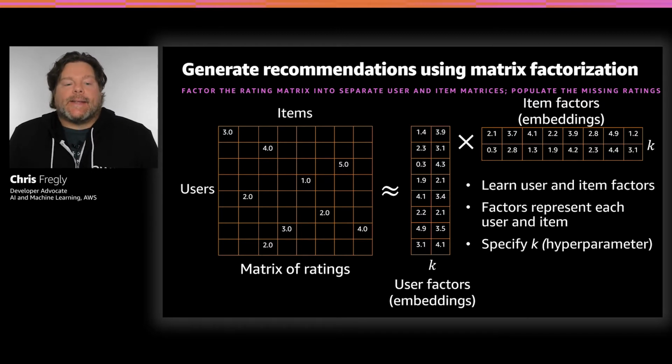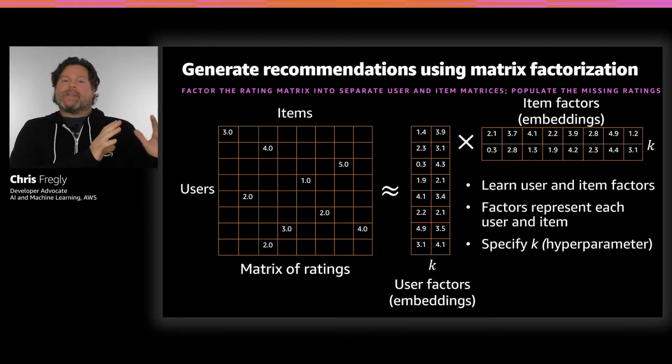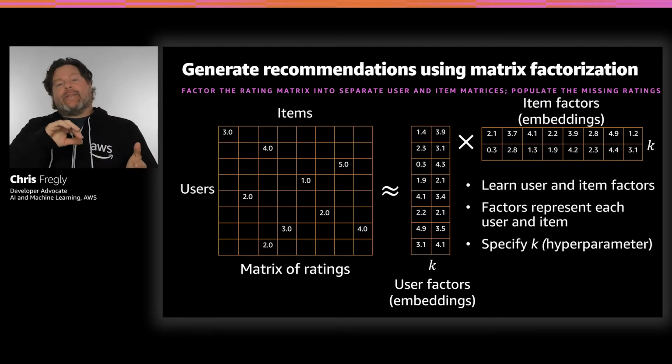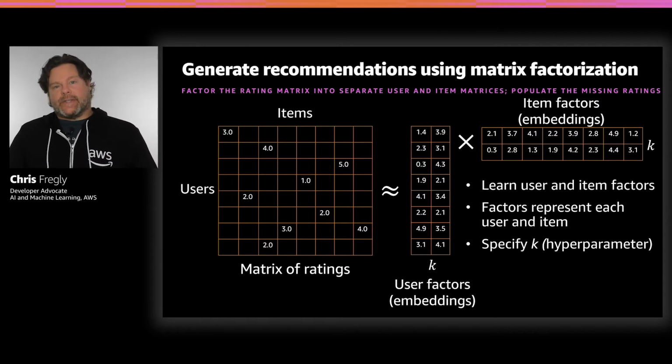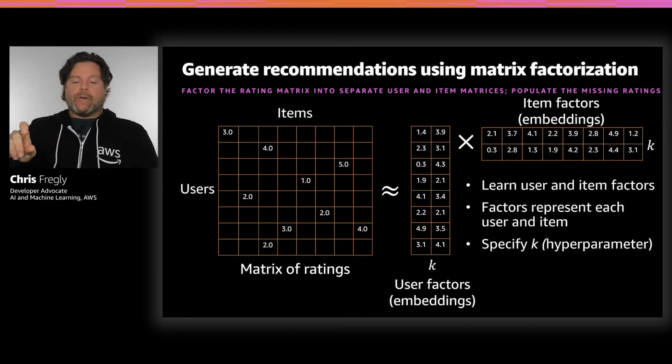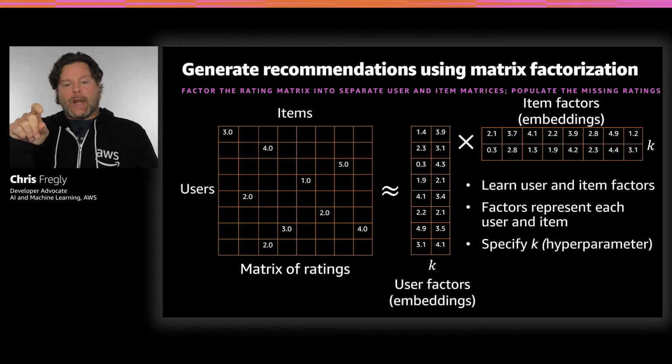On the right is actually taking all of that sparse matrix on the left and factorizing it. Similar to an algebraic factorization, where you have one number and you want to find two factors, we are doing a matrix factorization. The end result is that we have this user factor, and that's one matrix, and then there's an item factor matrix.